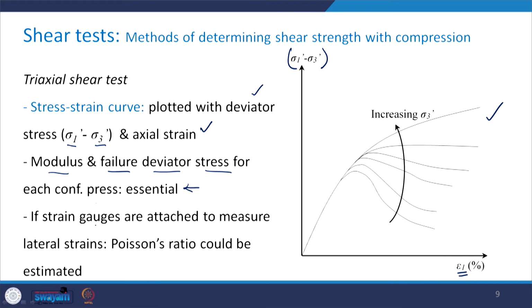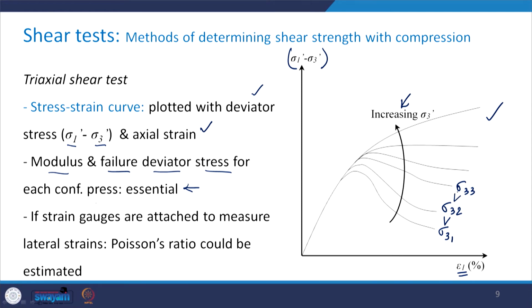Now, here you will observe a very interesting phenomenon that is happening. As we increase the value of sigma 3, you see how the shape of the stress strain curve changes compared to the lower value of sigma 3. So, in this direction it is increasing, which is shown in this figure. Let us say this is sigma 3 1, this is sigma 3 2, this is sigma 3 3 and so on. So, basically sigma 3 1 is smaller than sigma 3 2, that is smaller than sigma 3 3.